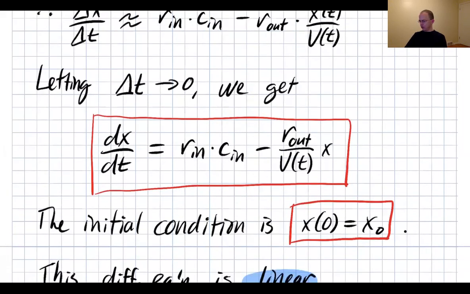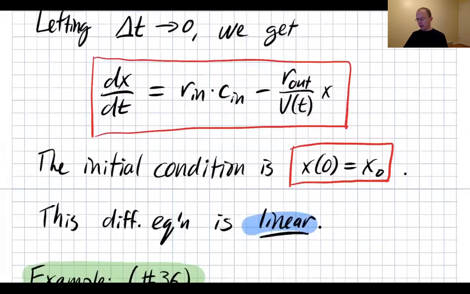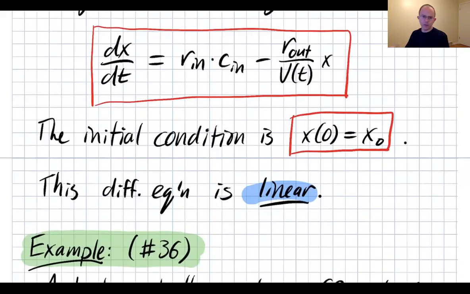All right, and our initial condition is X of 0 equals X naught. Now, before with volume, it was a separable differential equation, but in this case, this is a linear differential equation for X. And we just learned how to solve linear differential equations, so let's go ahead and do an example where we write out this differential equation, and we will see that it's linear, and then we'll solve it using our integrating factor technique that we just learned.